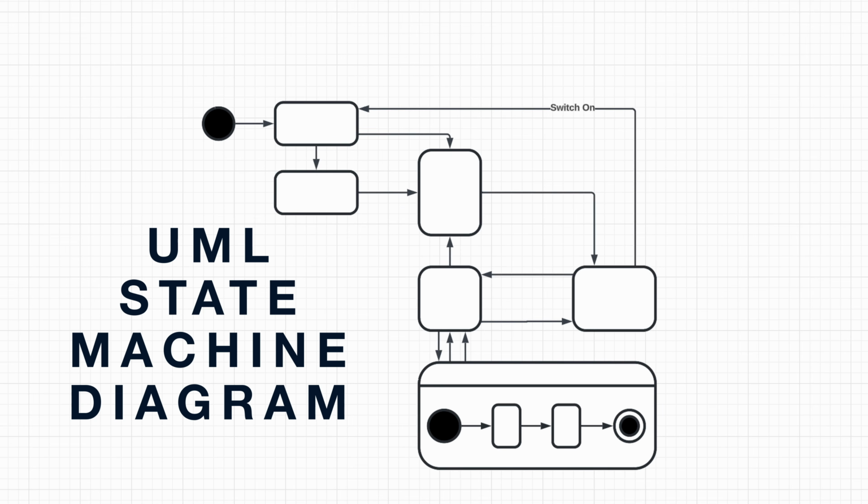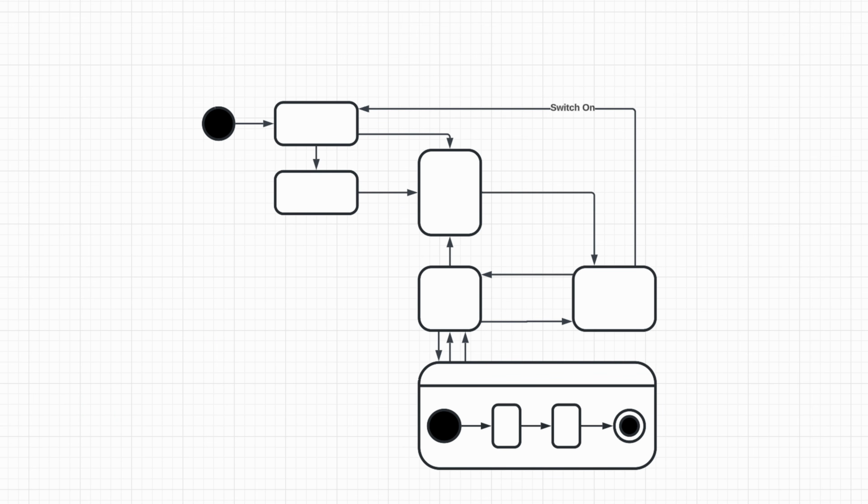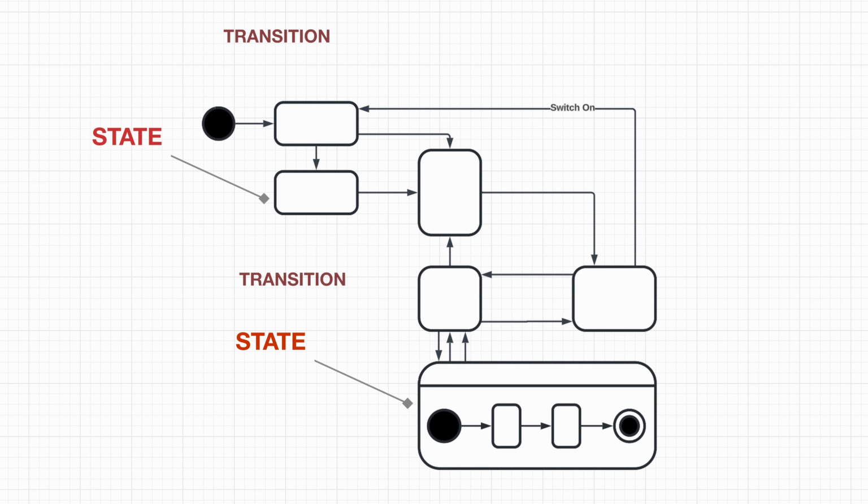UML state machine, or just a state diagram, is a behavioral diagram. It shows the different states of an object or a system, how they move from one state to another, and what triggers those changes. This diagram is helpful for many stakeholders.